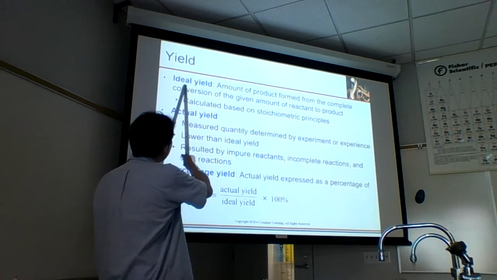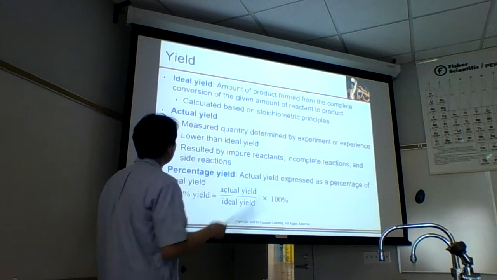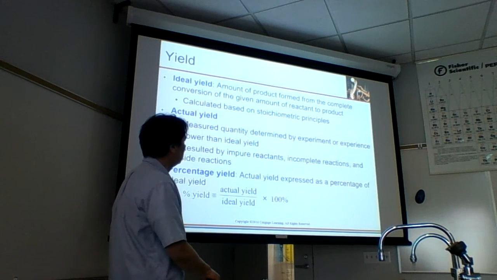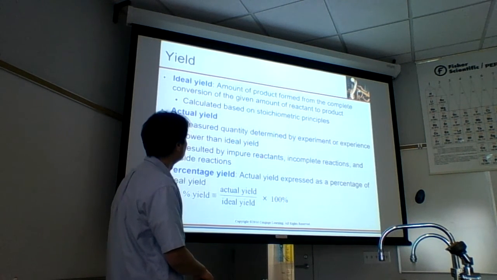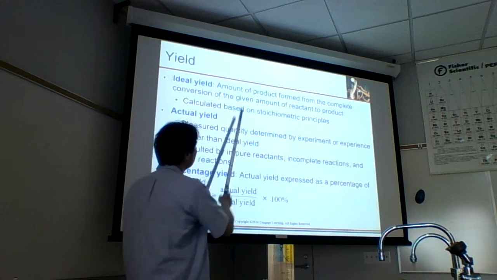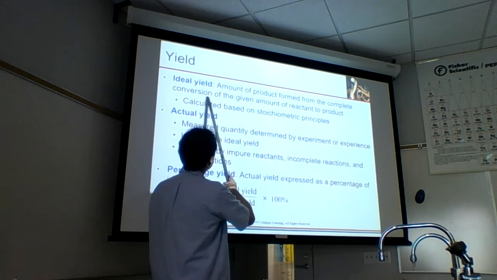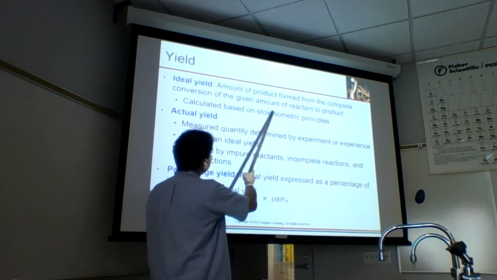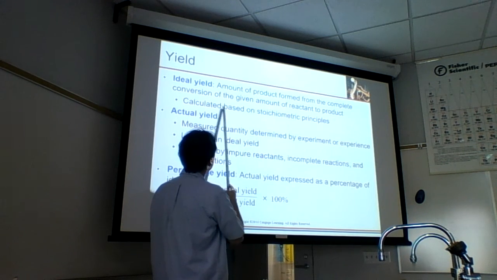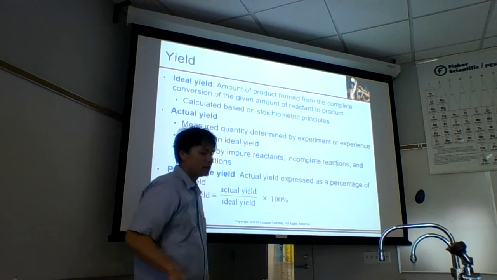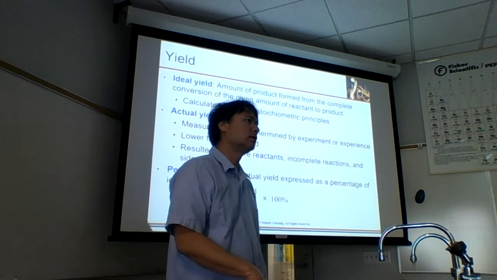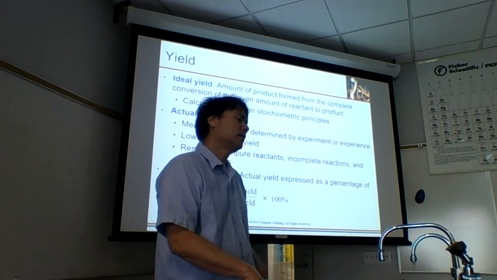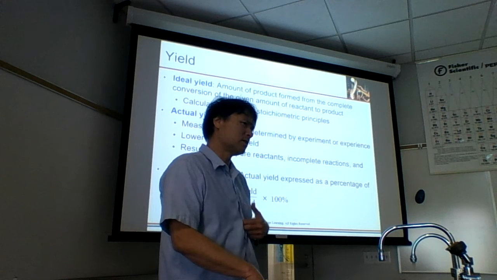Your book calls it the ideal yield. However, you'll find that theoretical yield is the term most people use for that. And it's the amount of product formed from the complete conversion of the given amount of reactants to a product. Well, the given amount of reactants, we have to determine the limiting reagent or the excess reagent determines the theoretical yield.